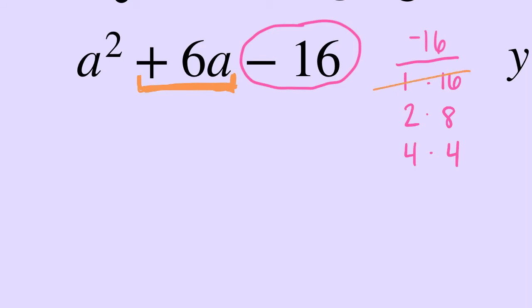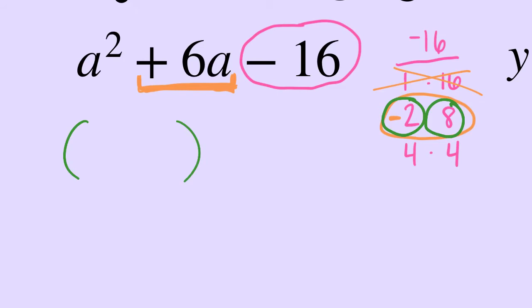All right, so I know the first one's not going to work because 1 plus 16 is 17, and if you subtract those, you'd get some version of 15. This 2 and 8, that would work, right? If I want those to equal 6, I would have to make the 2 negative. -2 plus 8 equals +6. So I've figured out my factors. I know that the 2 is going to be negative and the 8 is going to be positive. So let's go ahead and fill those in. I'm going to use the letter A since that's what this problem says. So I'm going to do A minus 2 and A plus 8.